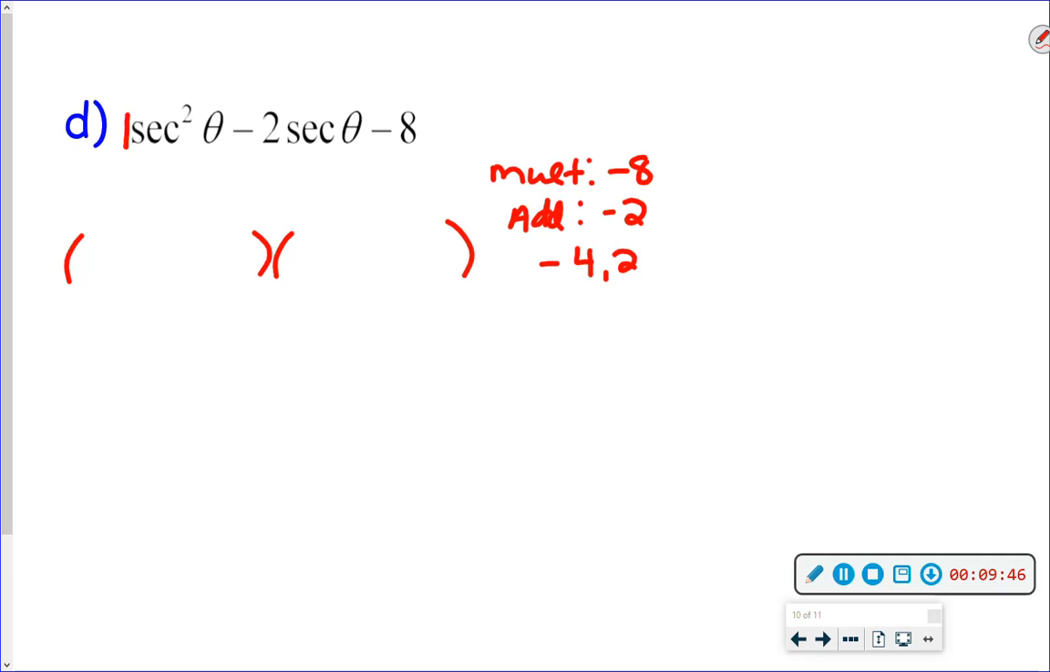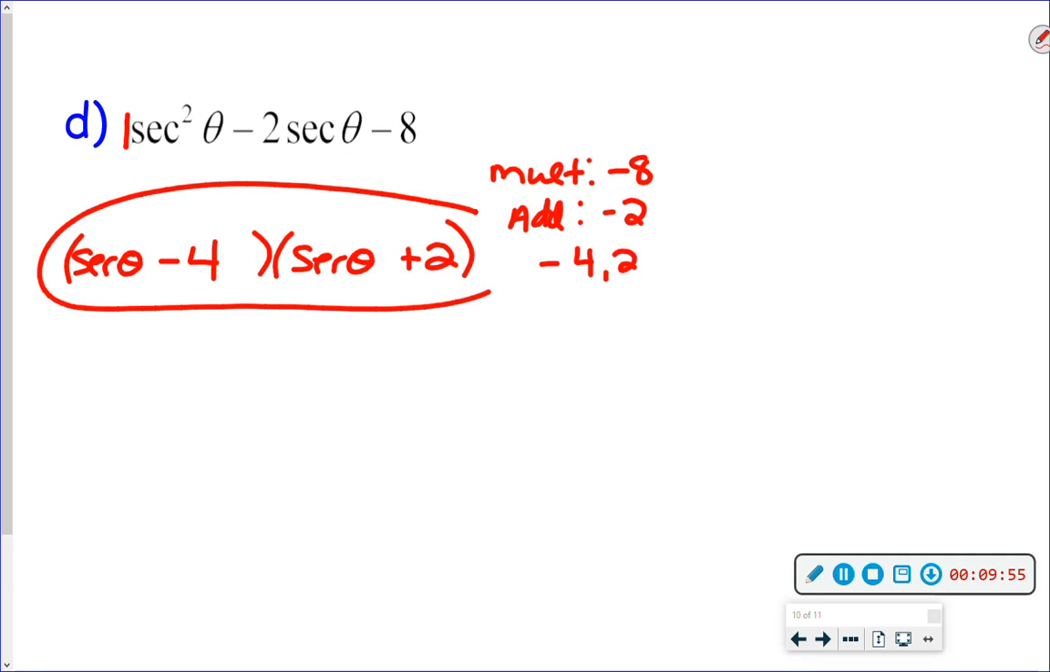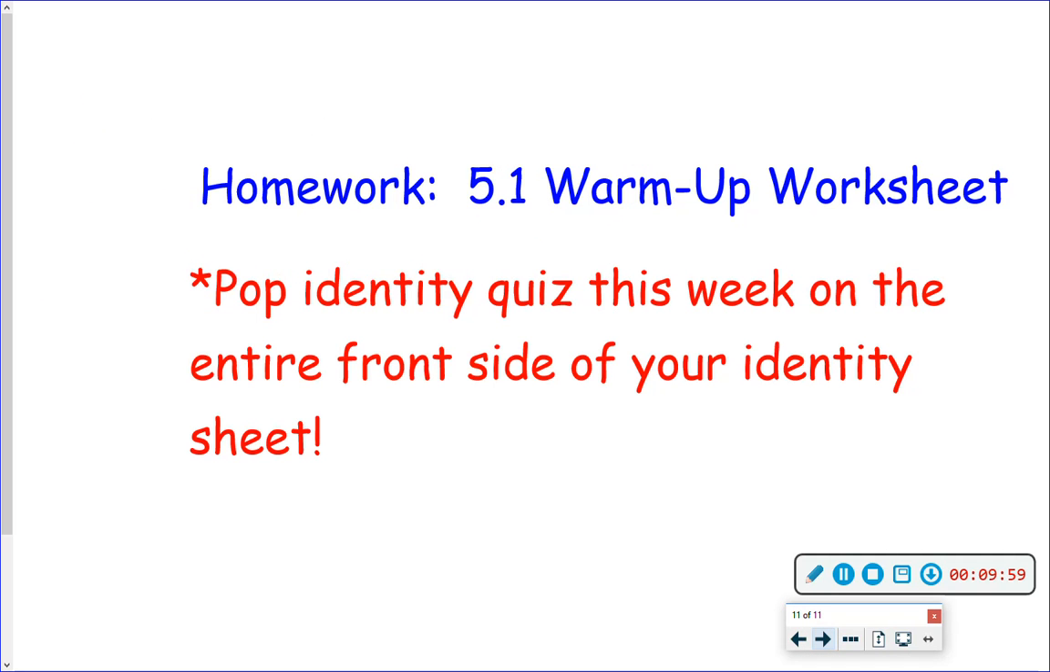But of course, for a variable, I'm going to use secant of theta minus 4, and then my other factor secant of theta plus 2. So just some prerequisite skills that the better we are with factoring, and then a few verifying.